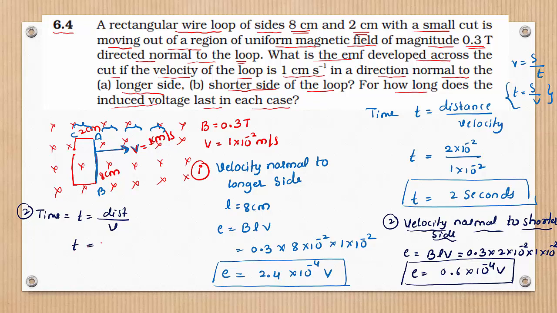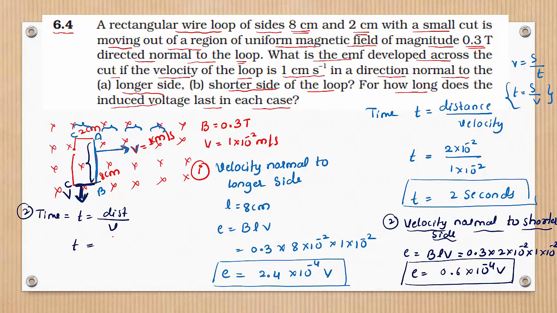Observe here, in the second case, the velocity is normal to the shorter side. Velocity is normal to shorter side means this velocity we have to consider. Right? Now observe which part is changing. This AB part is moving, not CD, or you can take CB. When the velocity is normal to the shorter side, it is moving in this direction. When it is moving downward, the longer side is moving, shorter side is not moving. So we have to consider the distance for the longer side.